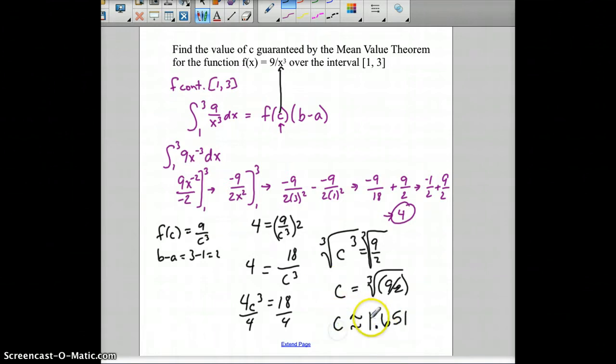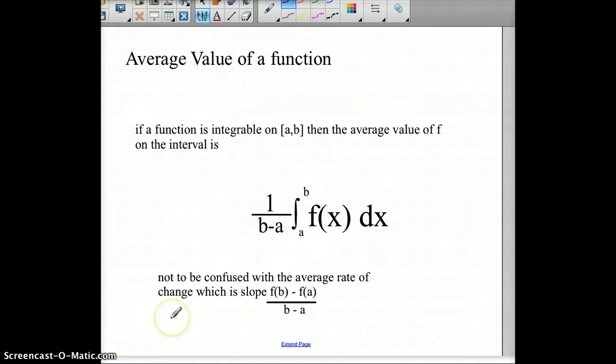So the value of c is the x value that's in between 1 and 3. Always check to make sure it's between 1 and 3. That if we found the area of that rectangle represented by that x value of 1.651, it would be equal to the area under the curve from 1 to 3, which is 4.